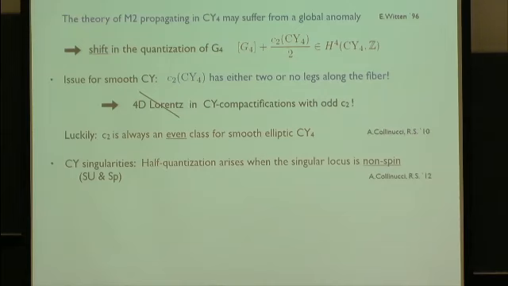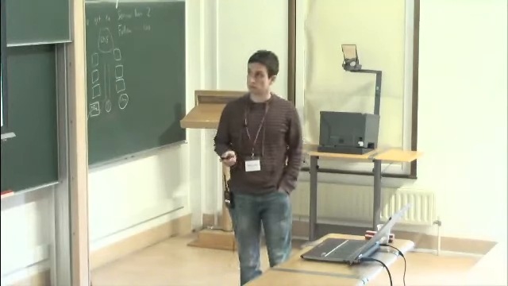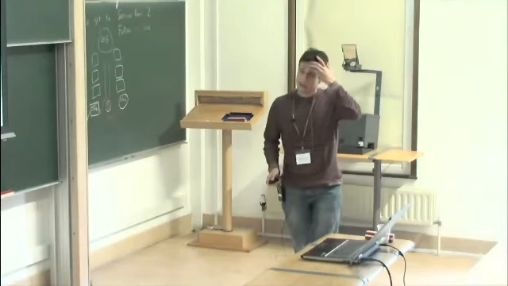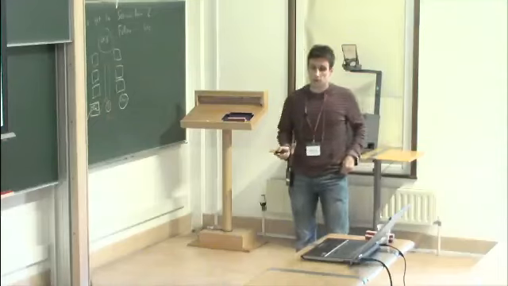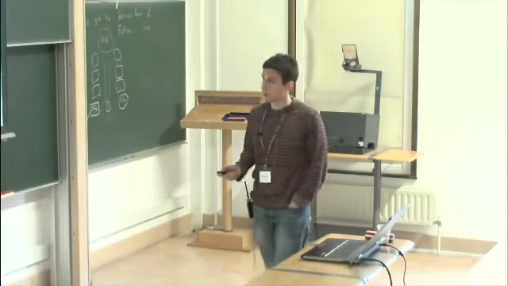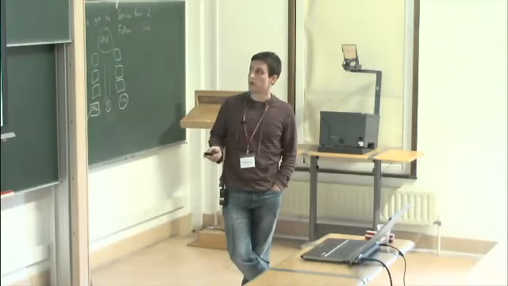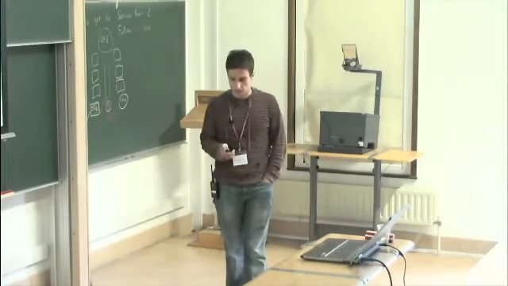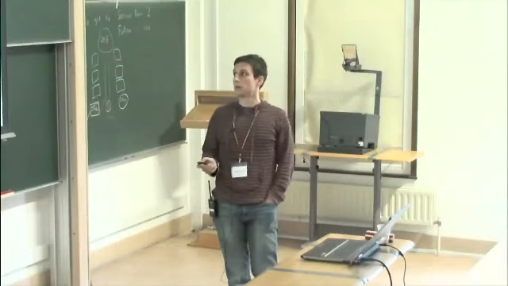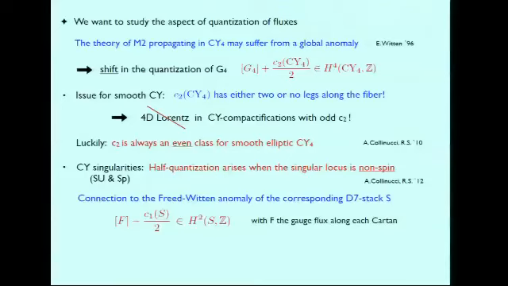In particular, we have studied the SU series and the SP series. In this talk I will focus mainly on the SU series, which is phenomenologically more relevant. We found that half quantization of the G4 flux arises exactly when the singular locus of the Calabi-Yau fourfold is a non-spin manifold. This reminds you of the connection to the Freed-Witten anomaly of the corresponding D7 stack sitting on this locus, which I remind you is this one.